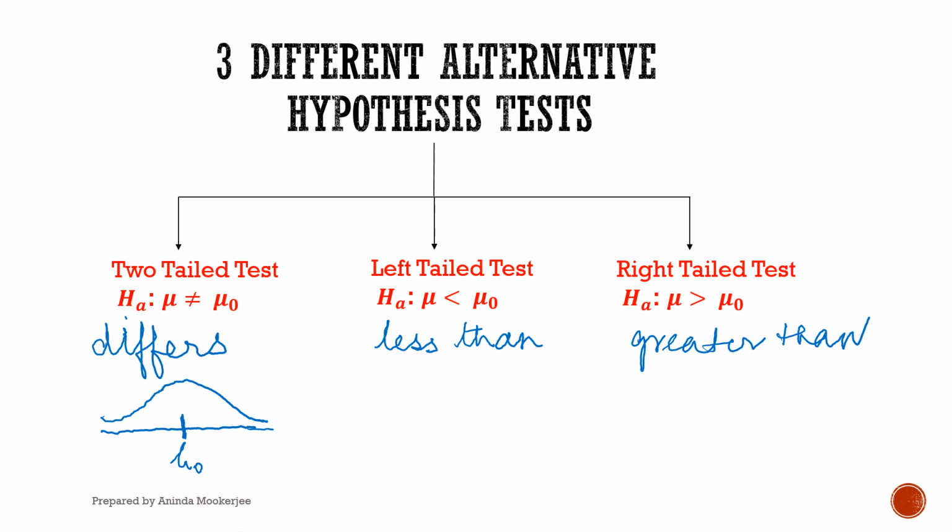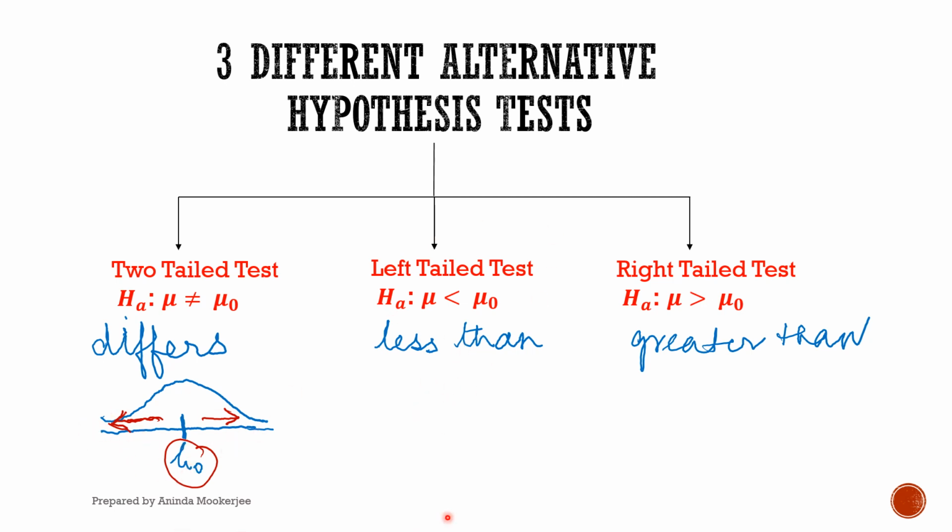And when we claim that it is not equal to, we are stating that the correct population mean could either be to the left, less than the null hypothesis mean, or it could be greater than the null hypothesis mean. So when we are claiming that the correct population mean could be on either side of the null hypothesis mean, we are saying that it's a two-tailed test. That's what makes it a two-tailed test, because the correct value could be on either side of the curve.